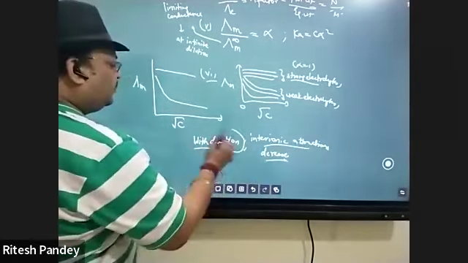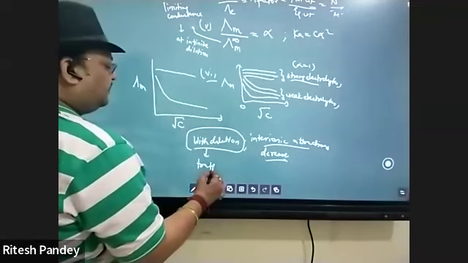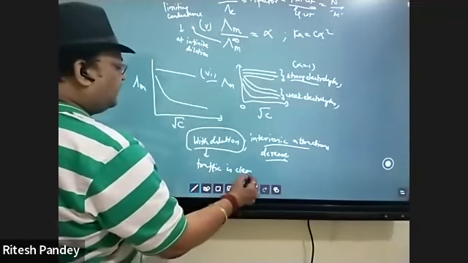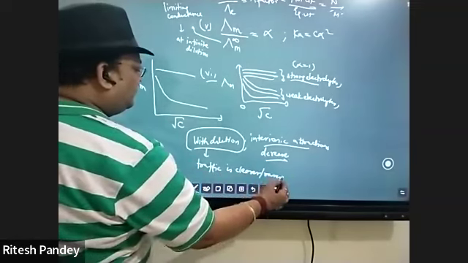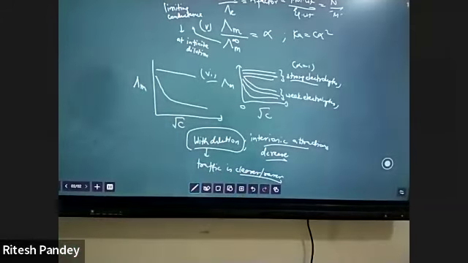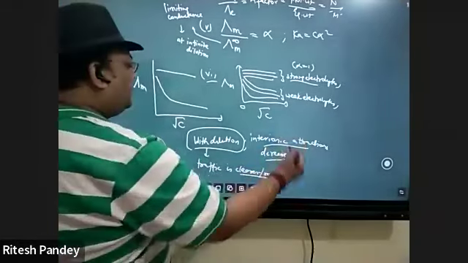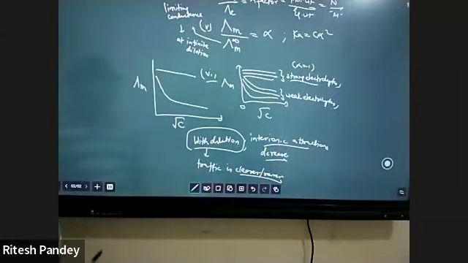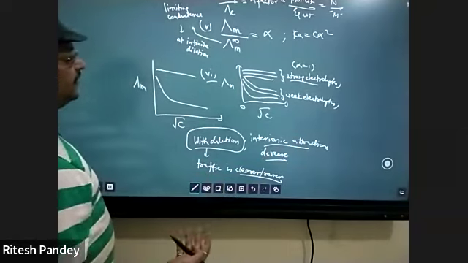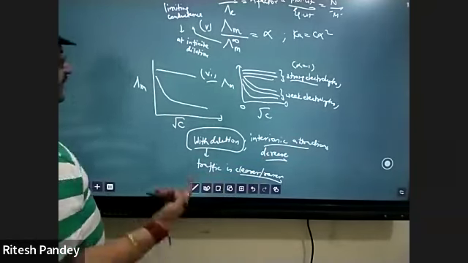So it's like, with dilution, the traffic is clearer. The traffic is rarer. So the same car can move, obviously, in clearer traffic with lesser interactions. See, eventually, conductance is about the ease of flow of current. And the ease of flow of current will depend on two things.